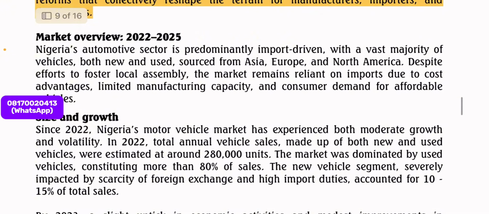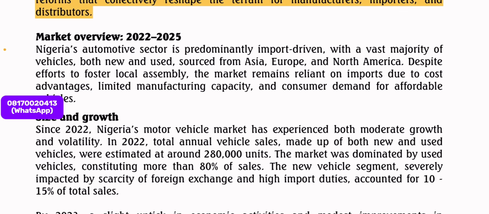Then we have the market overview for 3 years, and they said that many of the automobiles that we have here are imported, and most of them are new. We have new cars, we have used cars, you understand, and we have from Asia, Europe, North America.